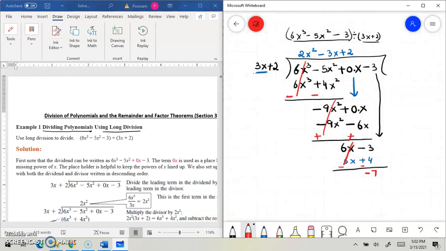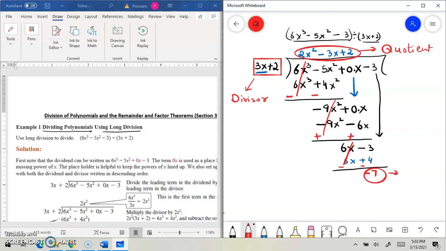We have done the long division. Let's learn the terminology. This is called the divisor. This is your quotient. And this part is called the remainder.